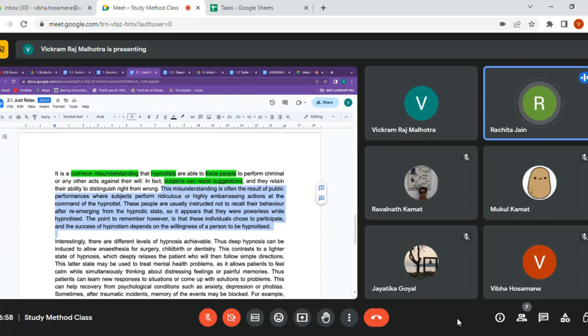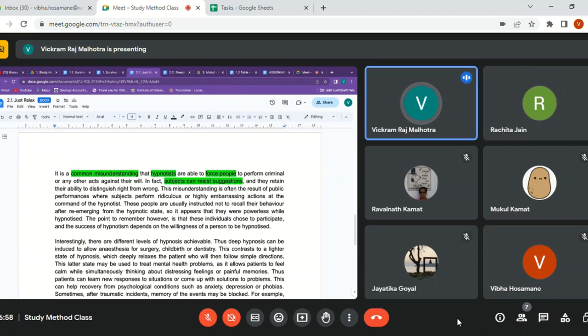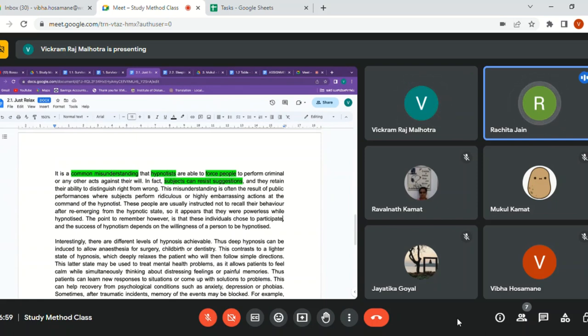This misunderstanding is often the result of public performances where subjects perform ridiculous or highly embarrassing actions at the command of their hypnotist. These people are usually instructed not to recall their behavior after re-emerging from their hypnotic state. So it appears that they were powerless while hypnotized. The point to remember, however, is that these individuals chose to participate, and the success of hypnotism depends on the willingness of a person to be hypnotized. Anything more to be highlighted?